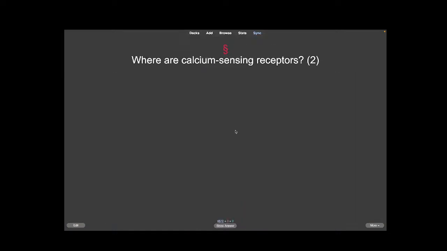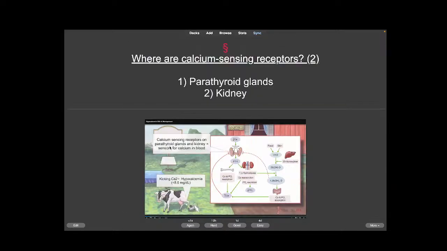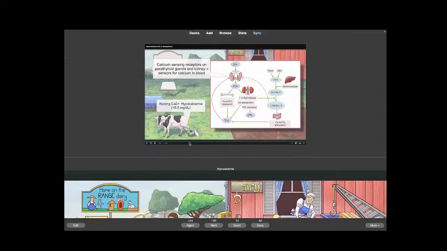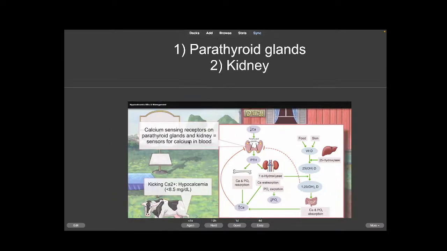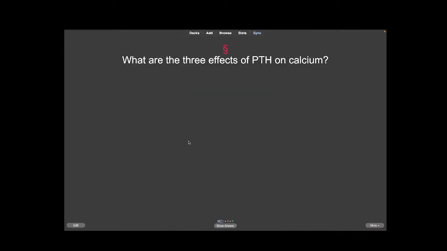Where are calcium sensing receptors? Outside? No. Okay, where is it? Well, you can't just what? Okay, we know. What? Oh, come on. We need an image. Well, you know what? Whatever, dude. What are the 3 effects of PTH on calcium?